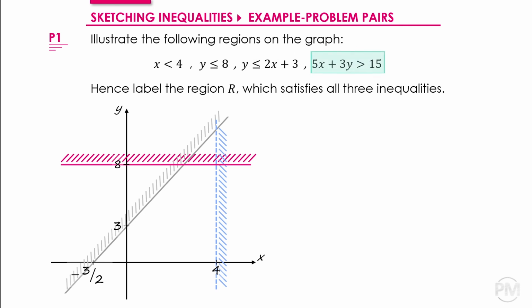Finally, we've got 5x plus 3y equals 15. If we set x equal to 0, we get y equals 5. And if we set y equal to 0, we get x is 3. Drawing a line through those 2 points gives us that. Next up, we choose a point that's on one side of the region. I'm going to choose 1, 1 again. And if I substitute 1, 1 into that equation, that would give me 8 is bigger than 15, which is clearly not true, which means I want the other side of the region. So I shade this side. Finally, label your region R.